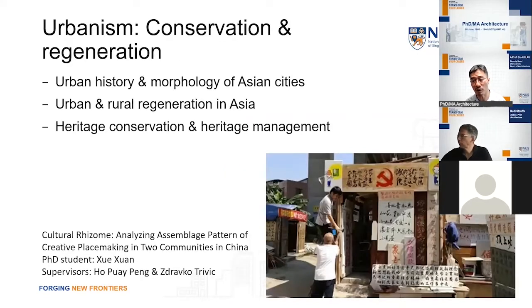Another example of urbanism is conservation and regeneration. The areas of interest include urban history and morphology of Asian cities, urban and rural regeneration in Asia, heritage conservation, and heritage management.